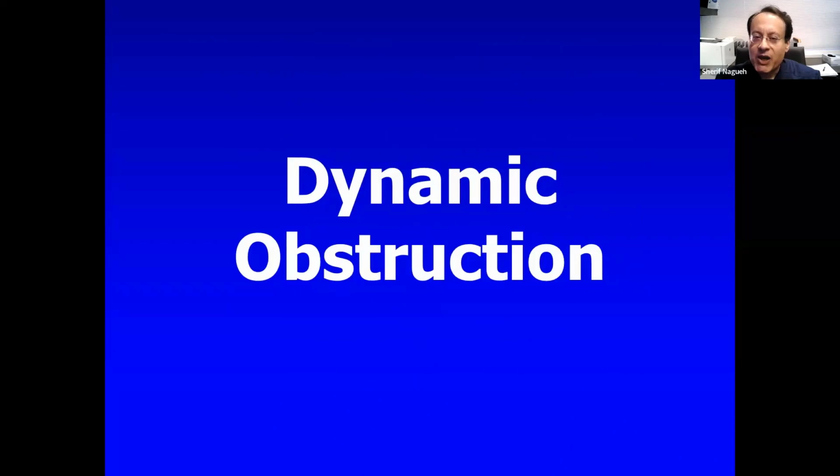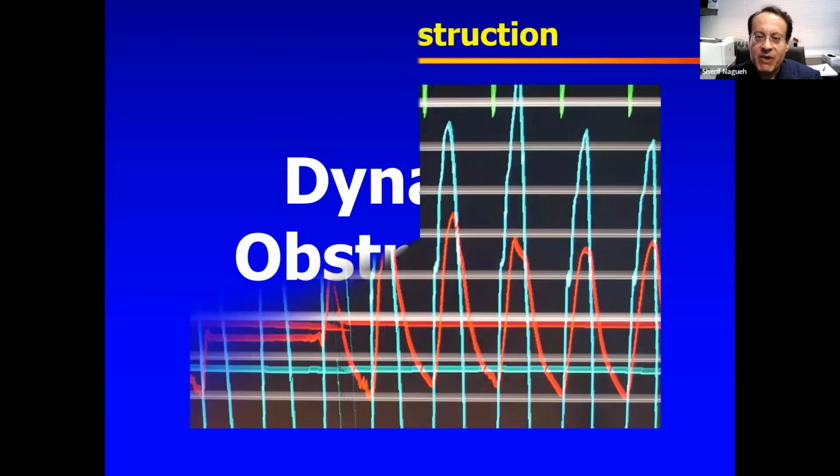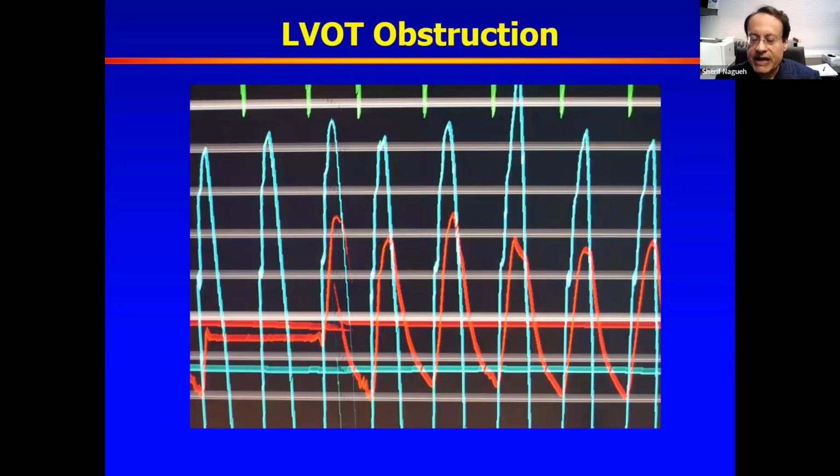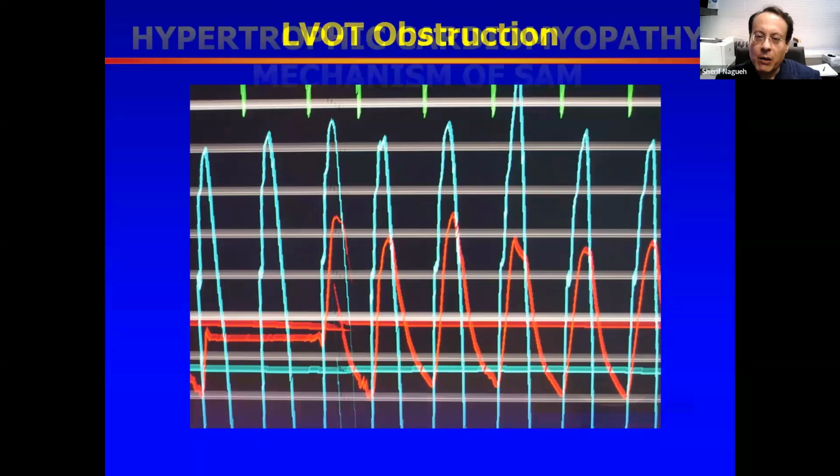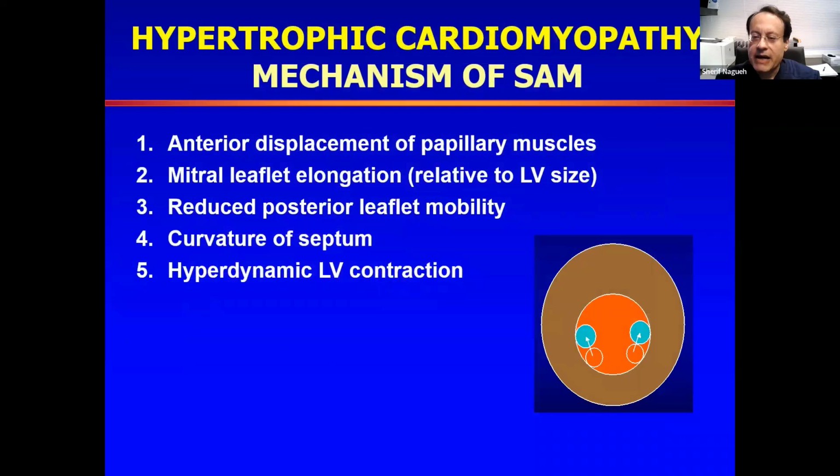Let's go to dynamic obstruction. And dynamic obstruction is not uncommon. If you look carefully for it, be it at rest or with provocation, you may find it in 2/3 of the cases or slightly more than that. That's an example taken from the cath lab with a pressure in the ventricle shown in blue and in the aorta shown in red with the gradient. We do very well by Doppler echocardiography in diagnosing dynamic obstruction.